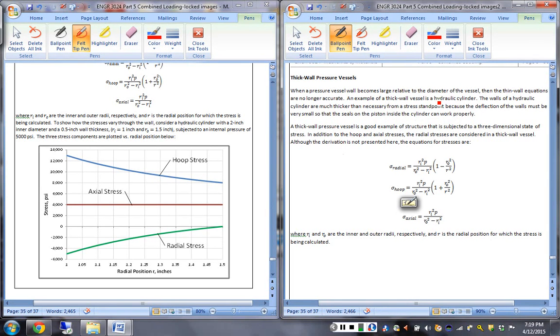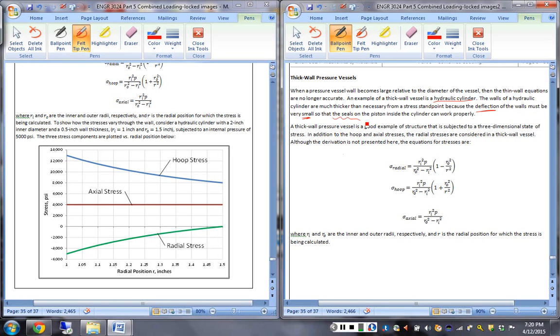One common place that you'll see a structure like this is a hydraulic cylinder, very much like the bookshelf with too many books on it. The stresses in a structure like this may be well below the yield and may have a very high factor of safety, but the deflection is unacceptable. We've got a saggy bookshelf. In the same way, the deflection of the walls of a hydraulic cylinder has to be very minimal so that the hydraulic fluid doesn't leak out.